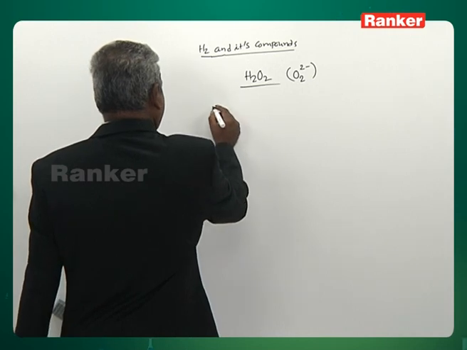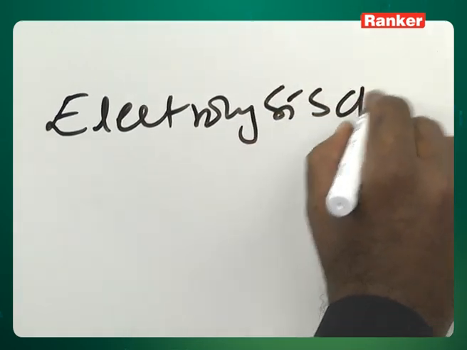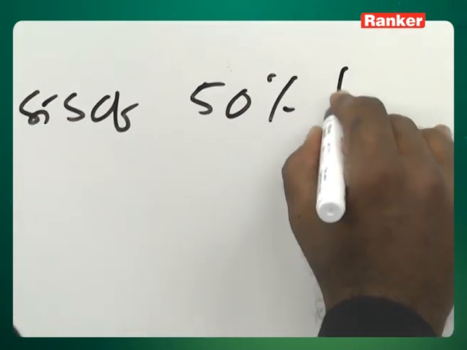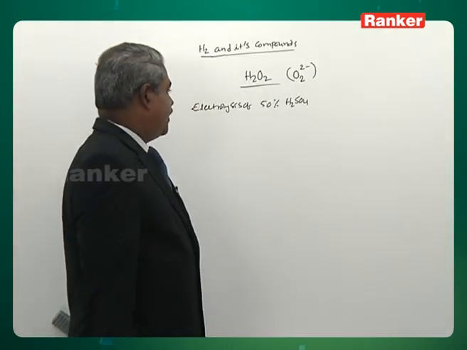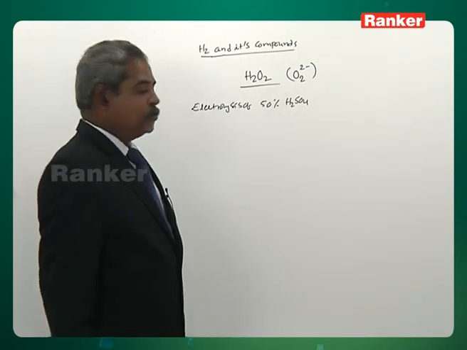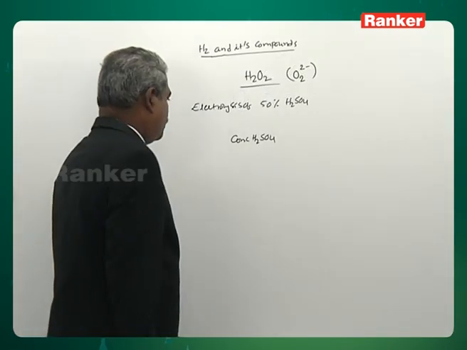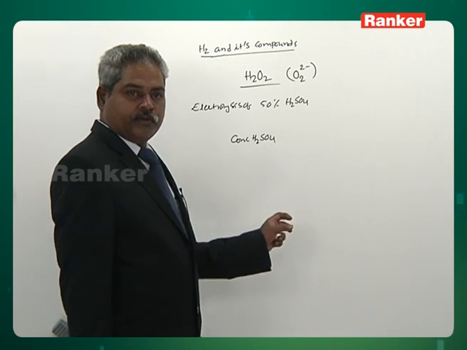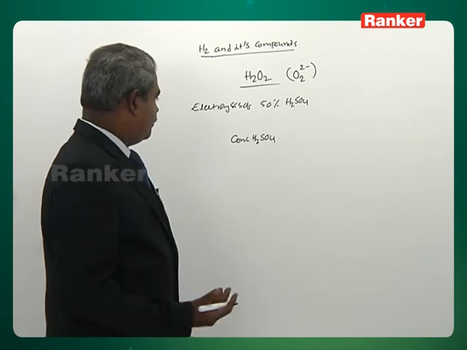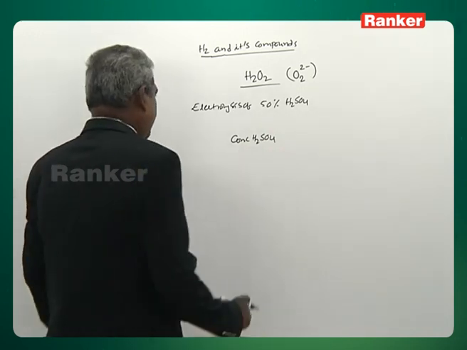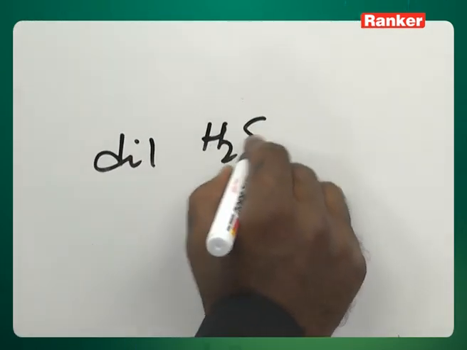Next, it can also be prepared by the electrolysis of 50% H2SO4. Electrolysis depends on the concentration of the electrolyte. Suppose you take concentrated H2SO4, what do you mean by concentrated H2SO4? It doesn't contain much water. No water, no ions, no electrolysis. Concentrated H2SO4 means ionization will not be there. And dilute H2SO4 is nothing but water.